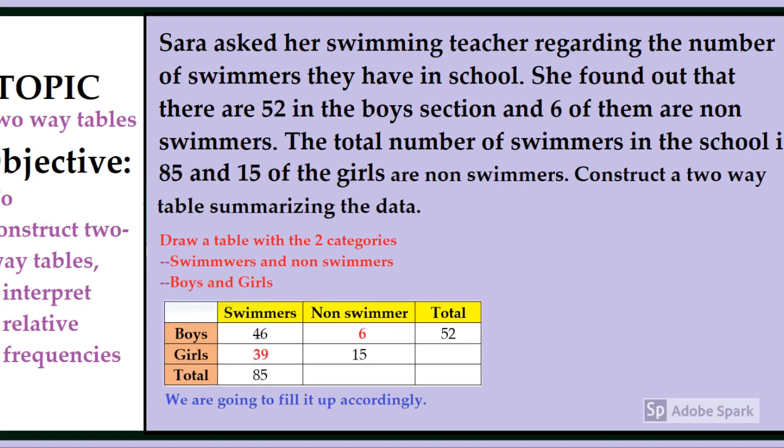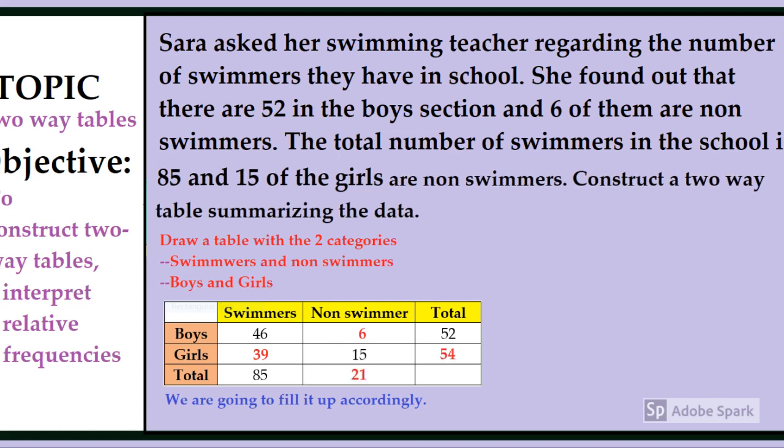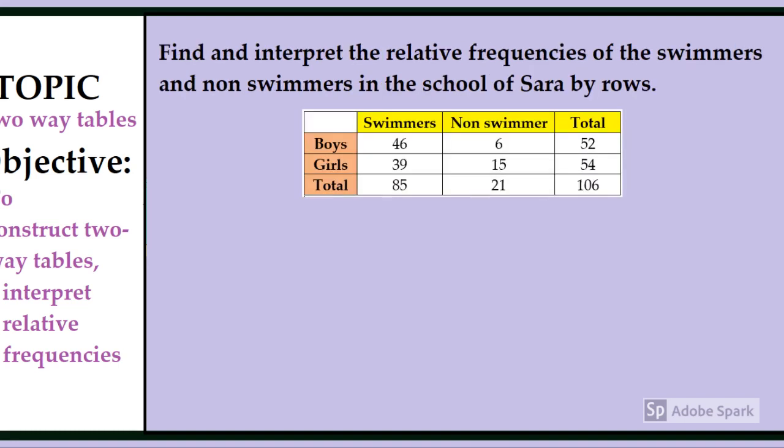If 46 boys are swimmers and the total swimmers are 85, therefore, 39 girls are swimmers. And we can finally fill up the total number of girls, which is 54, and the total number of non-swimmers is 21. Now we constructed a two-way table.